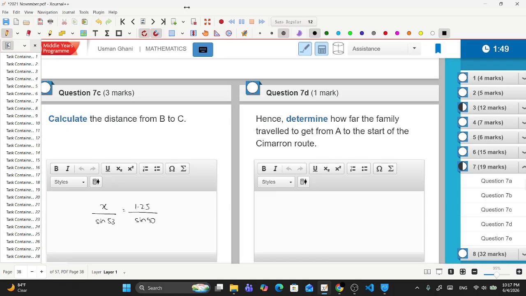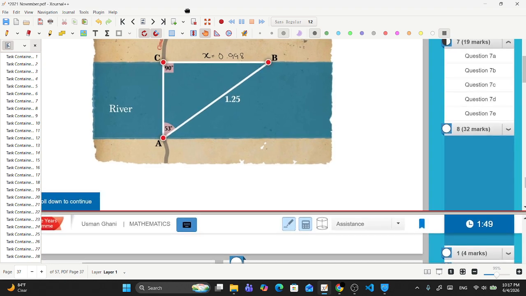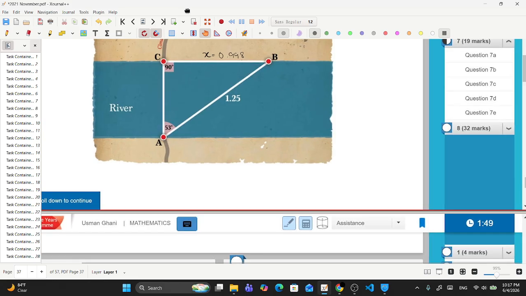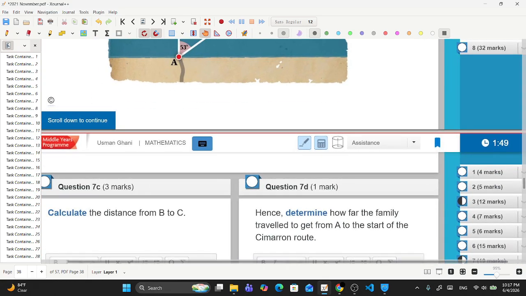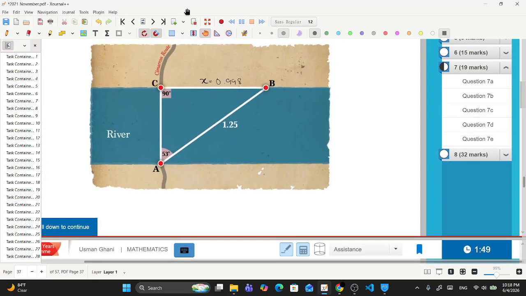Okay, and x equals 0.998. Hence, determine how far the family traveled to get from A to the start of the Cimarron route. Whenever it says hence, you should use the previous part as an answer. So 0.998 is this region. This value is what needs to be determined, I guess.